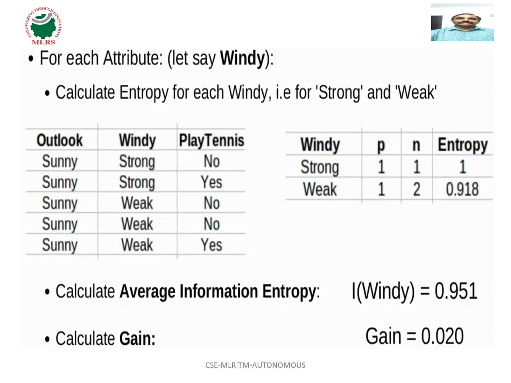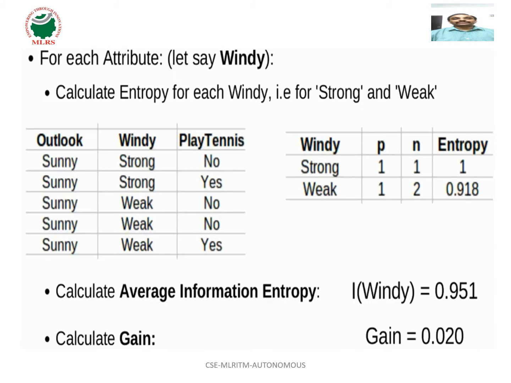Similarly, we have to calculate the entropy of each value of the windy attribute. For outlook sunny, windy has two values, strong and weak, and play tennis has different values. In the windy strong case we have one positive and one negative, so entropy is one, because the same number of positive and negative values are there. In the windy weak case, one positive and two negative are there. So we have to substitute those in the formula to get the entropy value.